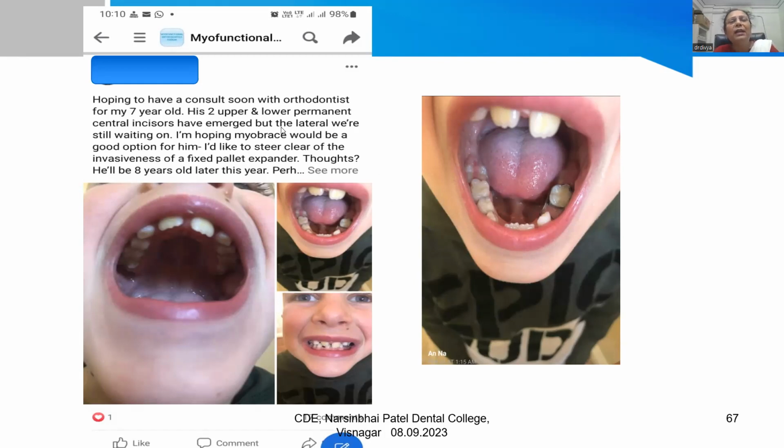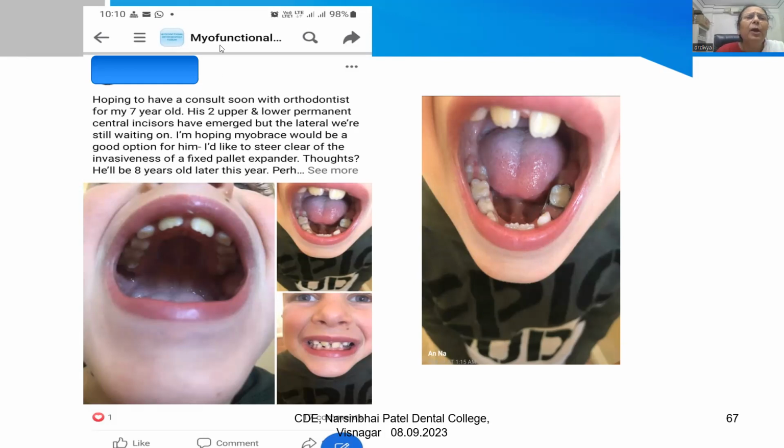Her only two incisors are erupted, but the lateral incisors are not erupted. The parents are poor things, troubled. But I should call this iatrogenic malocclusion, because you don't know. So this should not be done. These are two examples, which I also took from a Facebook group.